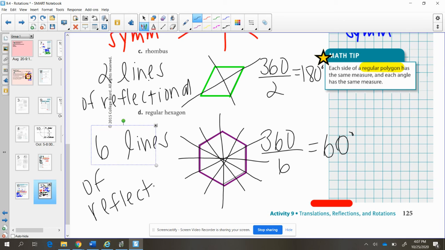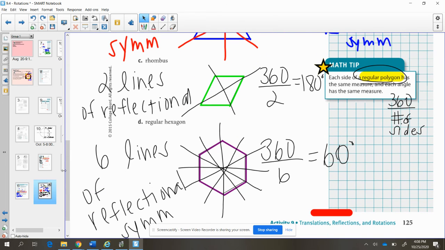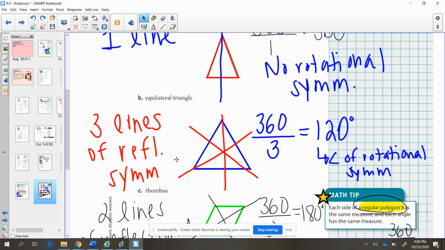Now, what this shows us is that there's a shortcut when we have a regular polygon. If you have a regular polygon, all you're going to have to worry about doing is 360 divided by the number of sides. So notice when we had polygons that had all the same size sides and all the same size angles, like the hexagon, we just had to divide by the number of turns, which happen to be the number of sides. Same thing up here, in an equilateral triangle where the sides and the angles are the same length, we just had to divide by the number of sides to get our angle of rotational symmetry.